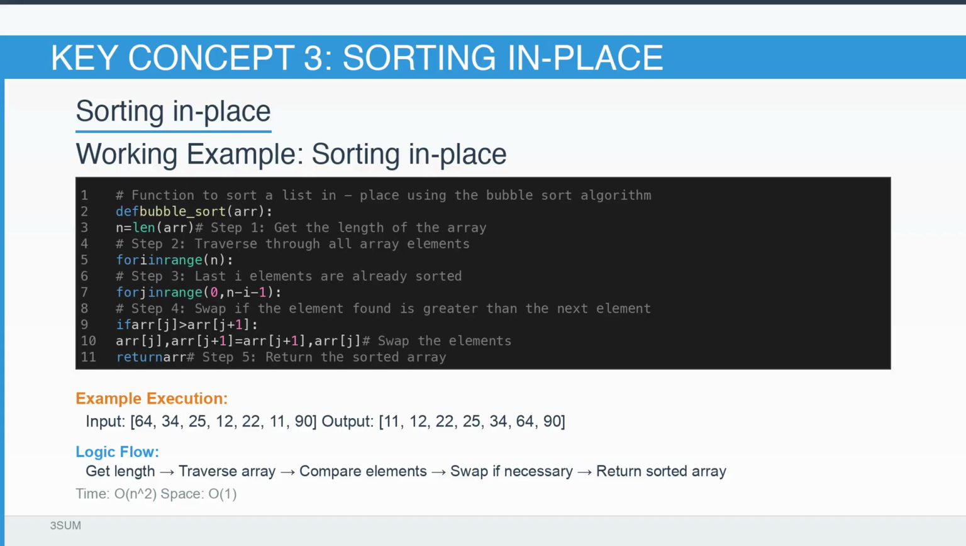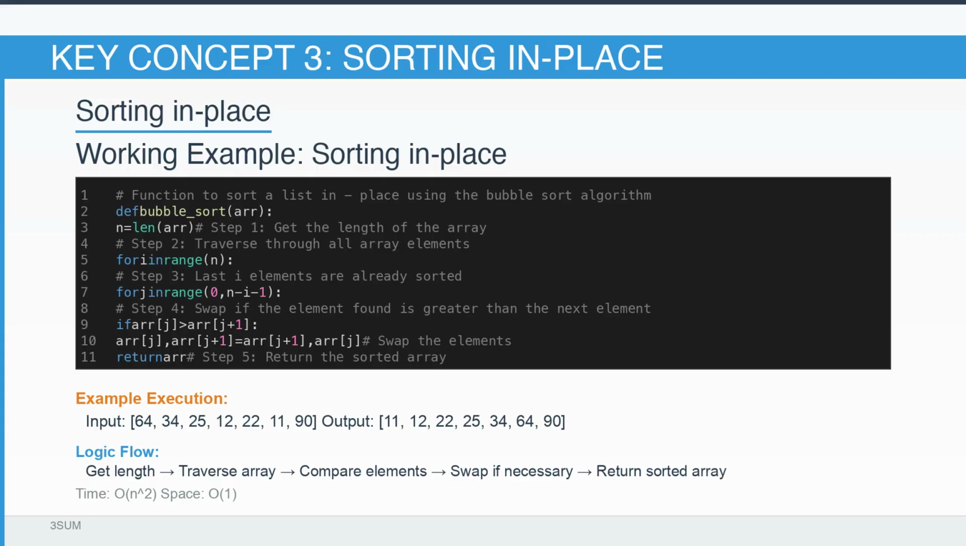Next, we start a loop that goes through each element of the array. The outer loop runs n times because we need to ensure that every element has been compared. Inside this outer loop, we have another loop that goes from the start of the array to n-i-1. This is important because with each pass through the array, the largest unsorted element bubbles up to its correct position at the end, so we can ignore it in subsequent iterations.